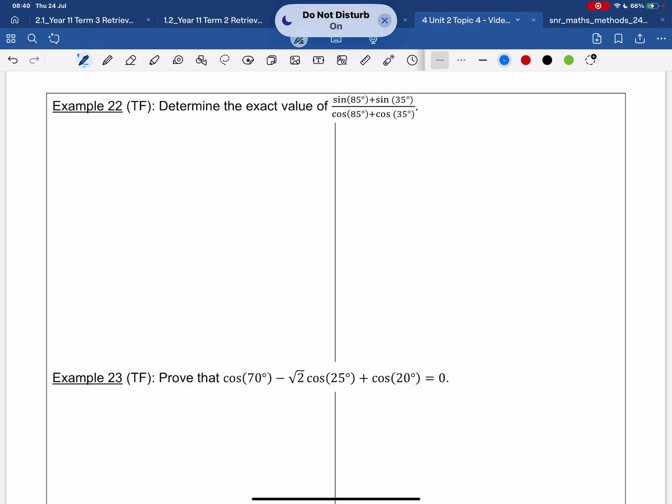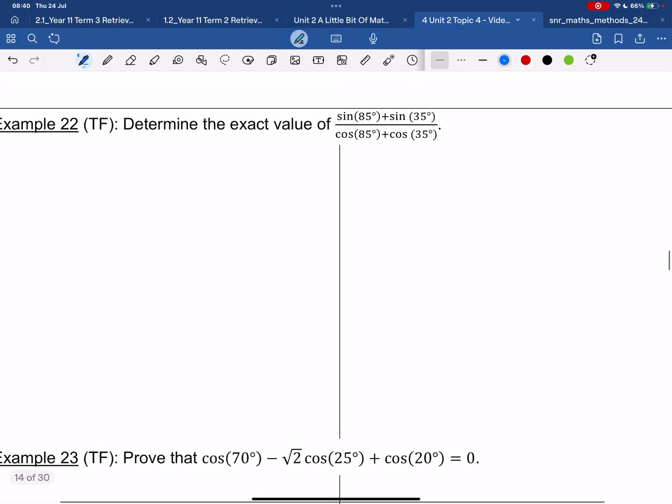All right, these ones can get a little bit tricky. What I've got here is: determine the exact value of (sine 85 plus sine 35) over (cos 85 plus cos 35). Now this is tech-free. They're not exact angles, so I can't use angles I know.